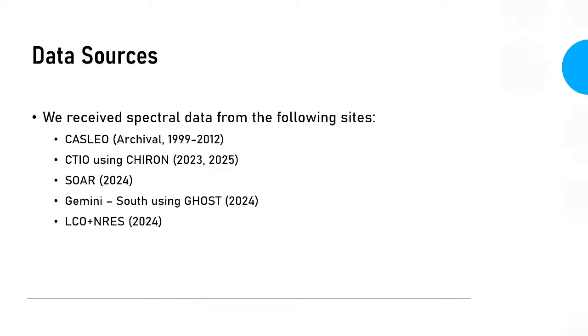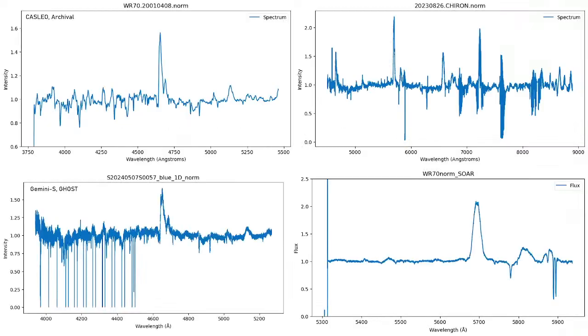So we received data from the following sites: Casleo archival data that was taken between 1999 and 2012, data from CTIO using Chiron that was taken in 2023 and 2025, data from SOAR that was taken in 2024, data from Gemini South using their GHOST spectrograph in 2024, and lastly from LCO using NRES in 2024 as well. So these plots are examples of the normalized spectra from the various different sites.